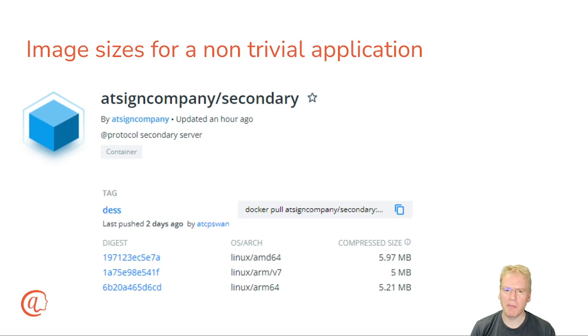And it's actually not much different for a non-trivial application. So here's a snapshot that I took of our secondary server. So when we say that we're running a server for everybody on the internet, these are tiny containers that have got compiled Dart native binaries inside of them. And you can see that those binaries are ranging from 5 megs on ARM to 6 megs on AMD64.